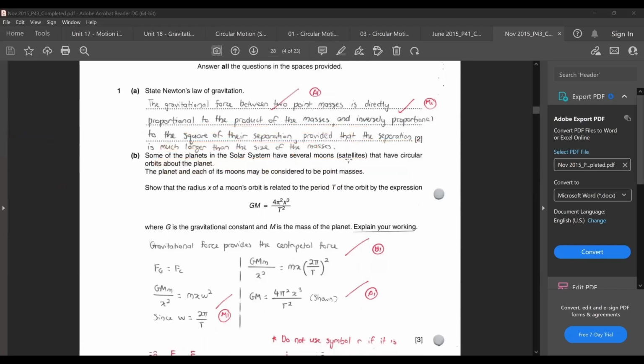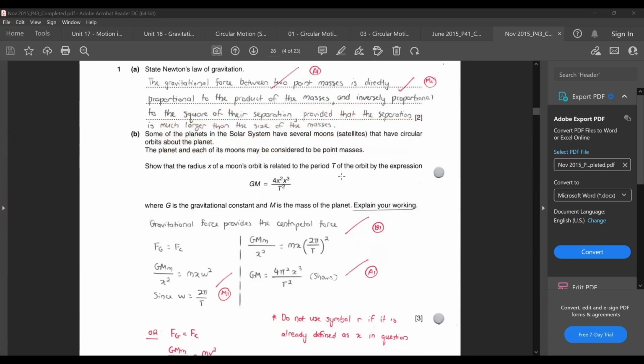Okay, then after that, you look at part B. Part B is somewhat similar again to what you've just done, but this time they're describing a different situation now. Some of the planets in the solar system have several moons that have circular orbits about the planet. The planet and each of its moons may be considered to be point masses. Show that the radius x of a moon's orbit is related to the period t of the orbit by this expression. Okay, so again, you see a square term and a cube term. This one should be relating back to your Kepler's third law and how it's derived.